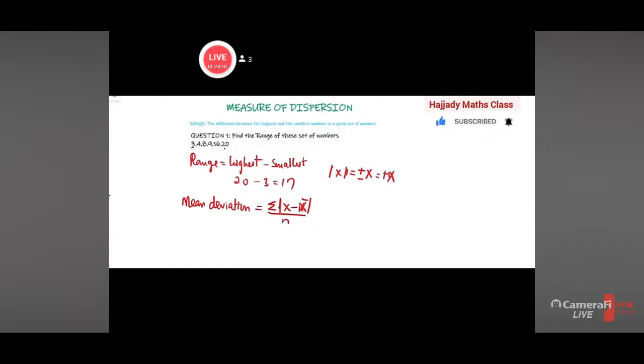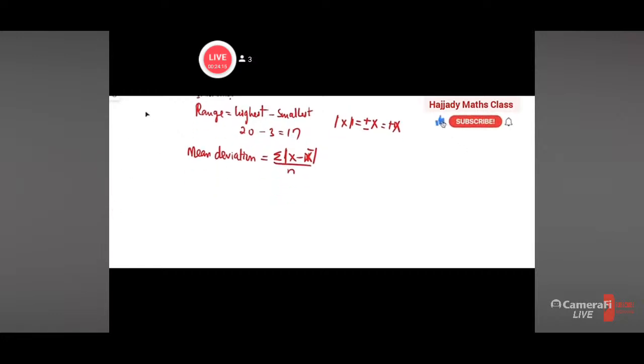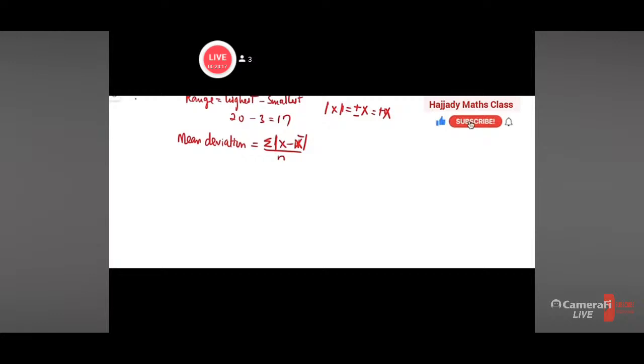Now let's consider a situation whereby we have a new data set. We are going to consider the mean deviation for this same data set, 3, 4, 8, 9, 16, and 20. So our observation is 3, 4, 8, 9, 16, and 20. We have to calculate the mean deviation. The first thing for us to do is to calculate the mean. And in our previous video, we've been able to talk about that.